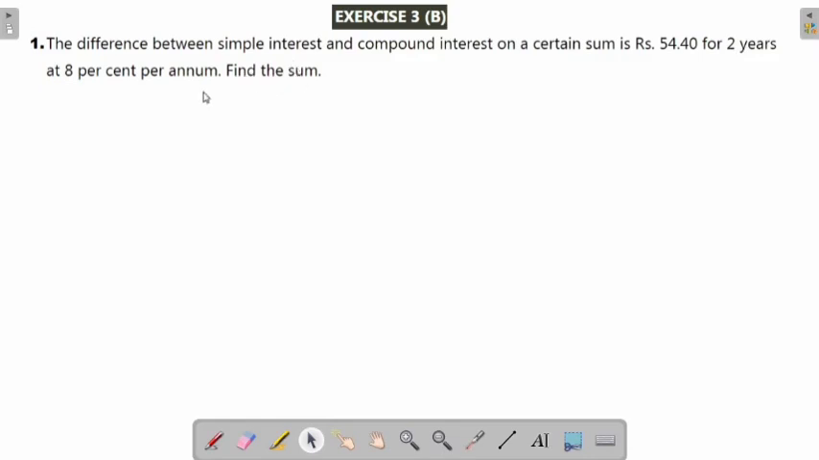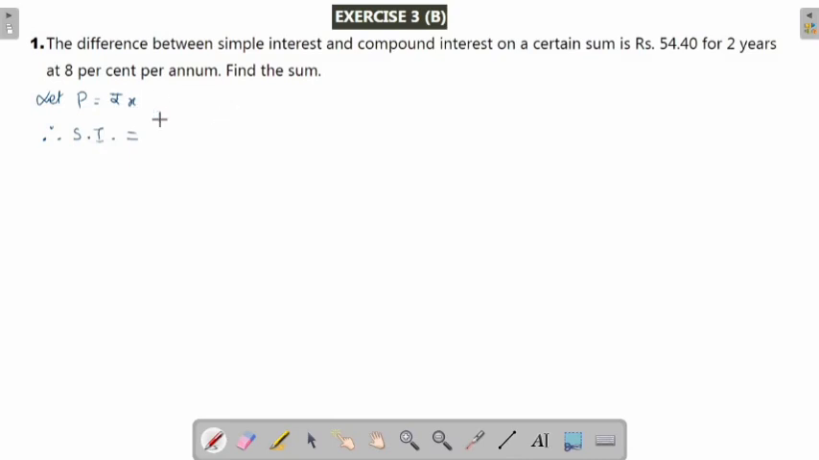Let the principal be, let me just write P. So let P equal rupees x. If your principal is rupees x, now let's find the simple interest. Therefore, simple interest is equal to, as all of you know the formula, P into R into T whole divided by 100.